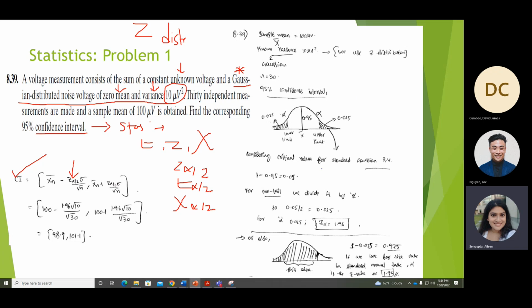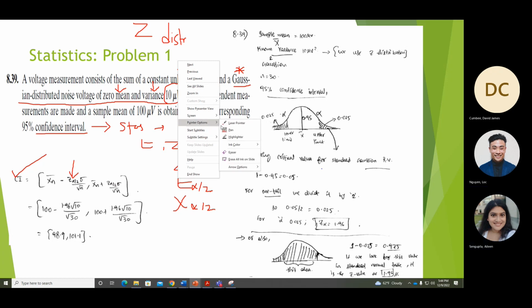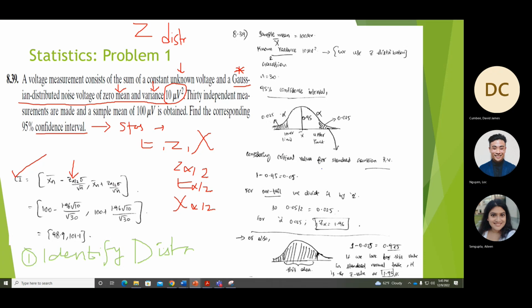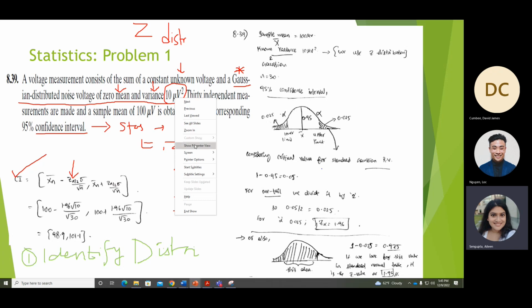So first, identify which type of distribution. Let me write this down. Can I take a different color? Interesting. So step 1 is identify distribution. I'm just writing this in short. So identifying the distribution is step 1. Now step 2 is finding out the alpha. That we are going to do now.